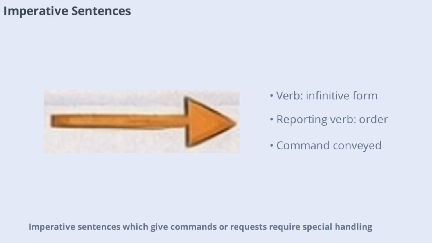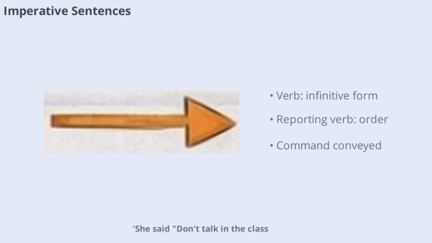Imperative sentences, which give commands or requests, require special handling. The verb is changed to its infinitive form and the reporting verb may become order, request, or advise. For example, she said, "Don't talk in the class," becomes "she ordered us not to talk in the class." This structure clearly conveys the command in indirect speech.